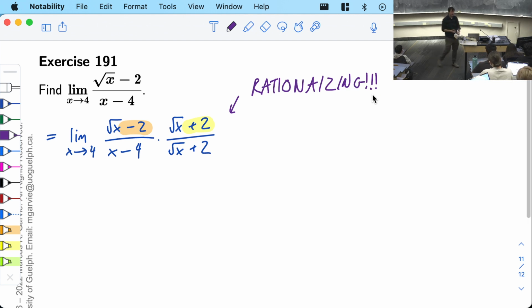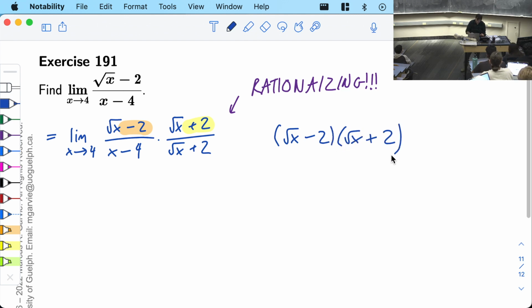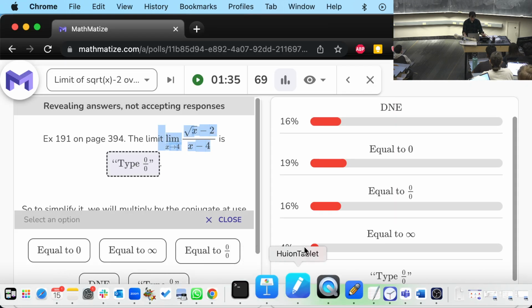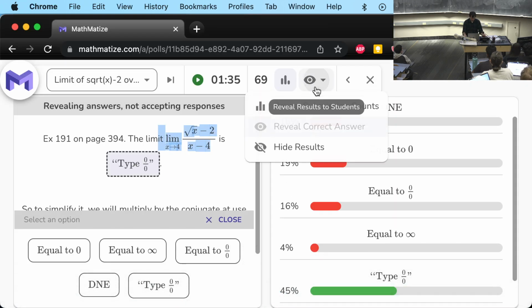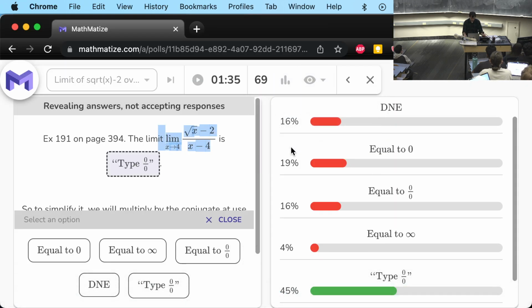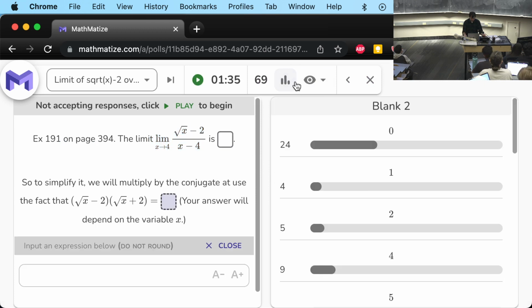And when you rationalize, there is a nice identity you can use. The whole point of rationalizing, the whole point of doing this thing with the flip, is to use the following identity. Identity means an equation that is nice. If you multiply square root of x minus 2 times square root of x plus 2, that is supposed to be something nice. What is the something nice? Let's see if you guys knew. That was also in Math 1030. Down here. Can I hide it? Hide results? And then I can click on this.